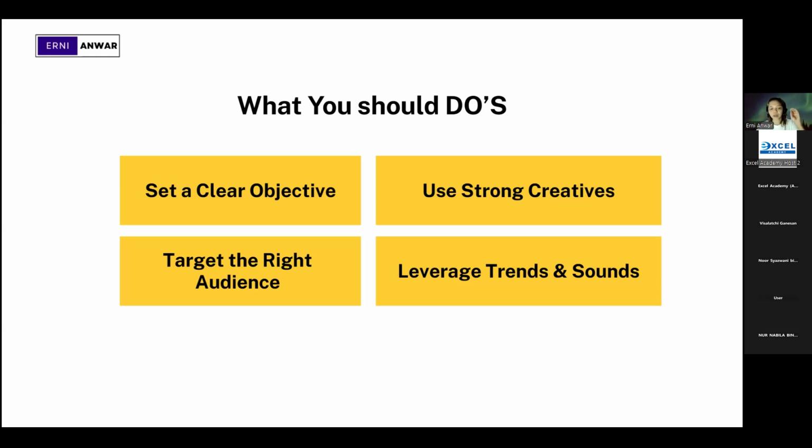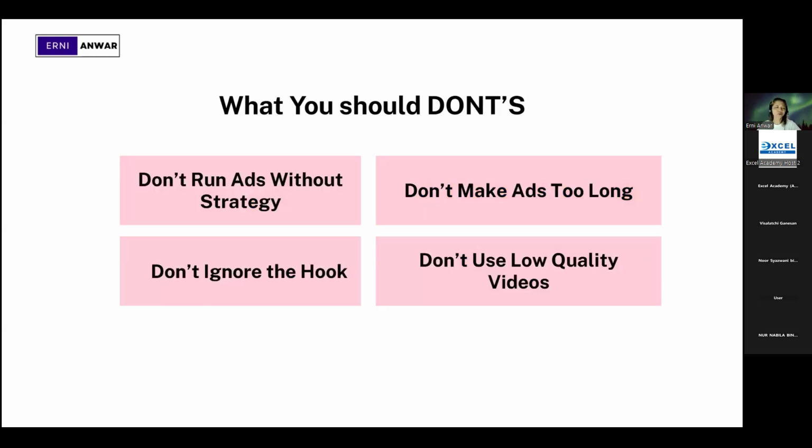For the right audience, of course, if you've never done ads, you're also not sure who your customer is, right? So in our class, we're going to tell you who your right audience is. And the last one is to use trending sound. Okay, don't use sound that has expired. For example, this month is August, almost September, right? And if you are still using that old sound, people are going to skip also because the song is old, right? So make sure you are always up to date with the trending sound, okay? Okay, what you should not do.